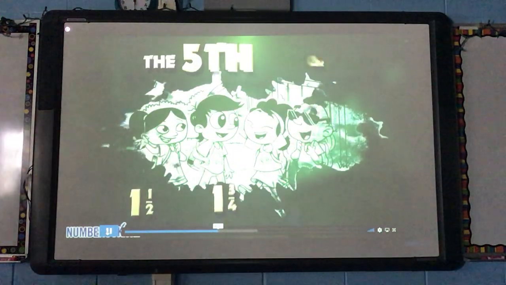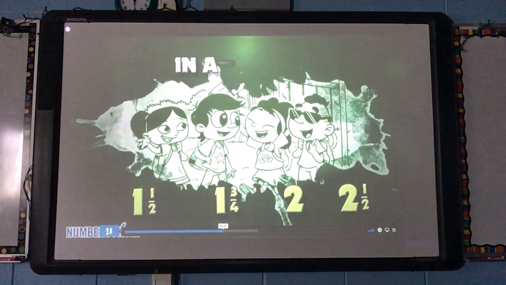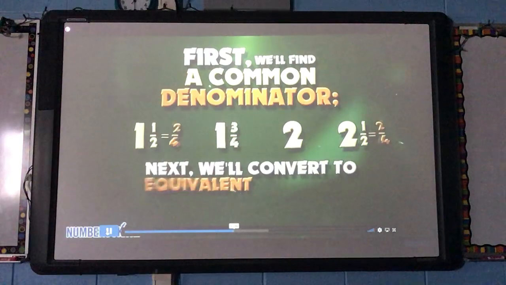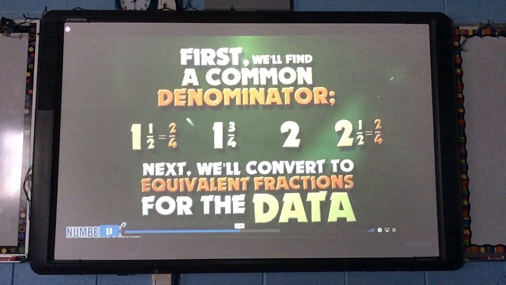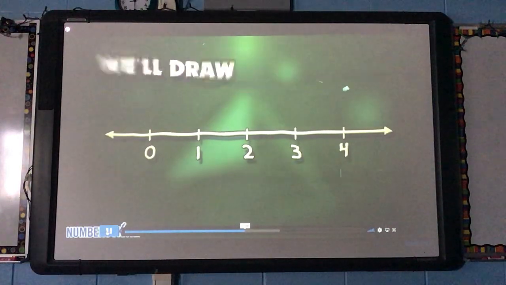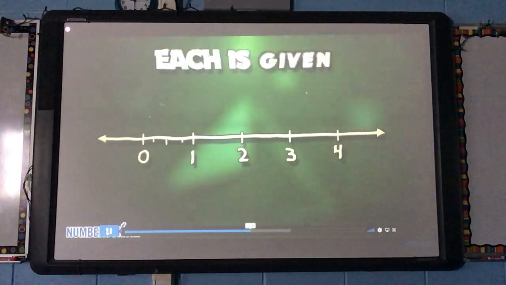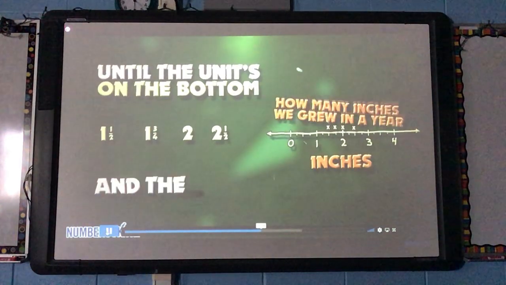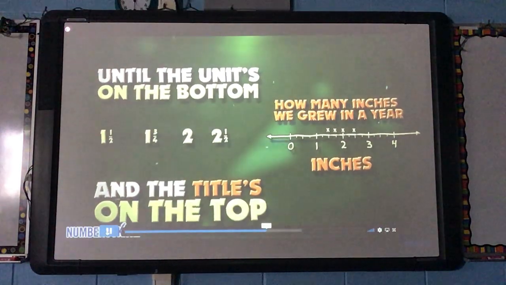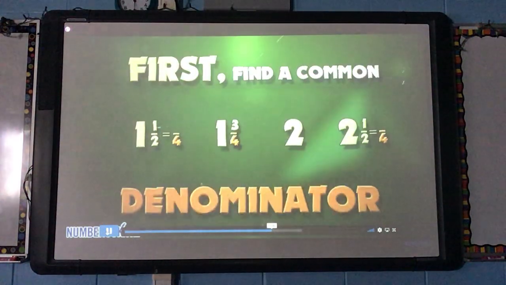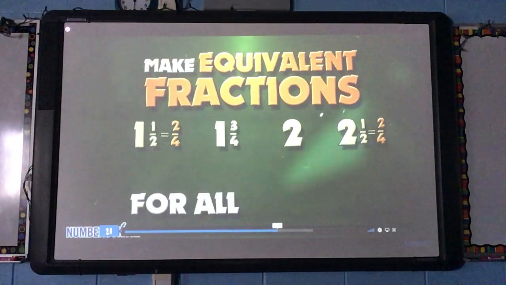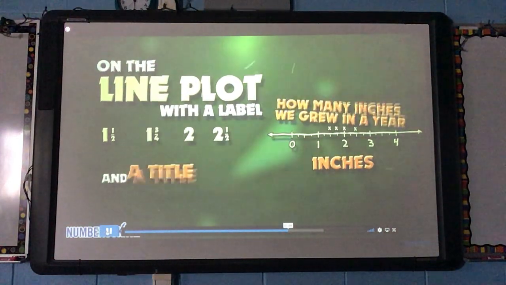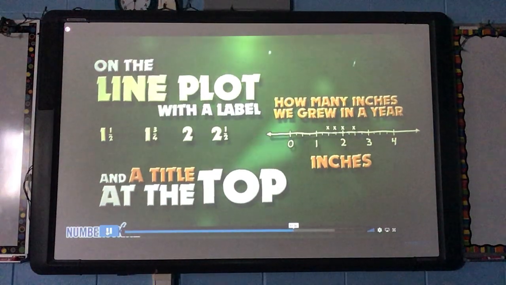Now we're writing the 5th graders' growth data down. How many inches they grew in a year is what we had found. First we'll find the common denominator. Next we'll convert to equivalent fractions for the data. From 0 to 4 inches, we'll draw the line plot. Our intervals to quarter inches, each is given a spot. We'll plot each data point, and we won't stop until the unit's on the bottom and the title's on the top. Let's find a common denominator, make equivalent fractions for all the data. Plot what you got on the line plot with the label and the title at the top.